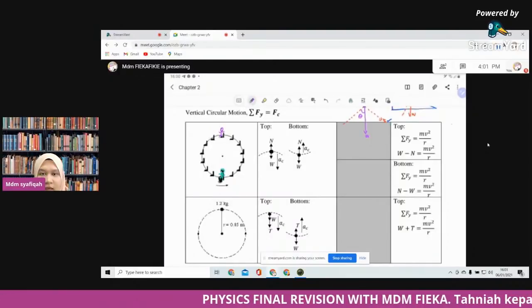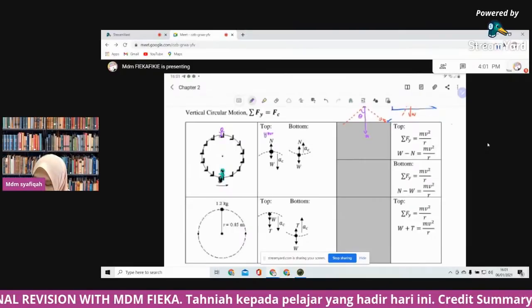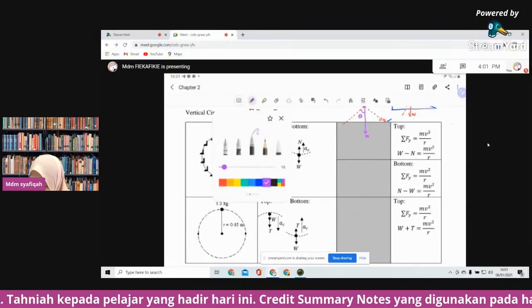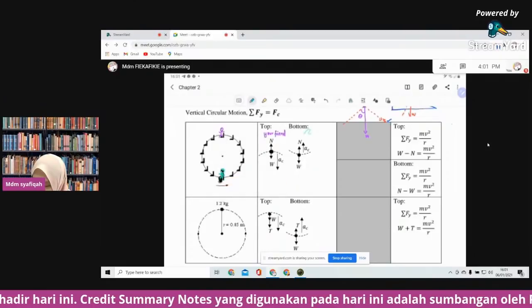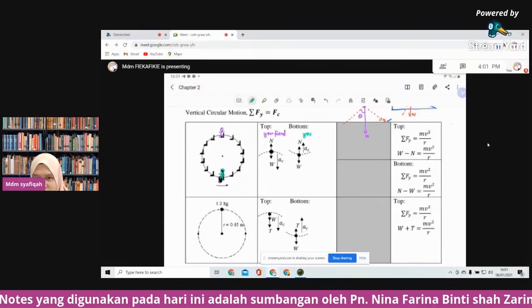Kan? Okay, so let's draw the free body diagram. Okay, so this is your friend. Your friend, not your girlfriend. Ini adalah you. Okay. You duduk bawah, your friend duduk atas.